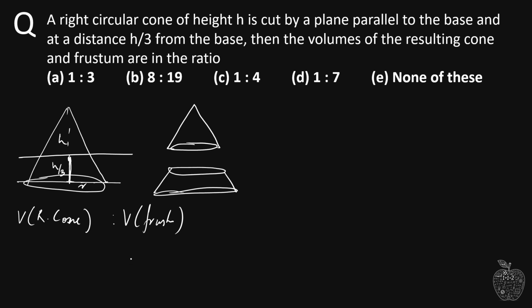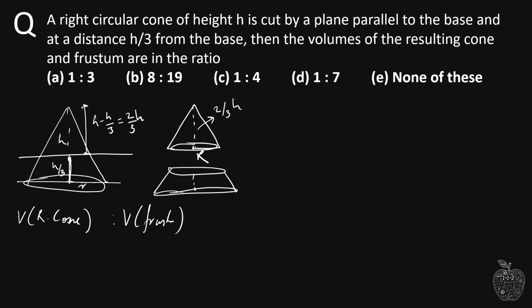All right, so how do we proceed now? Let's say the radius of this resulting cone is capital R. Then what will be the height here? Now this total height is h, and this height is h by 3. Then what will this height here be? It will be h minus h by 3, so 3 minus 1, 2 by 3 h. So the height of this cone here will be 2 by 3 h. The radius is capital R and the height is 2 by 3 h.